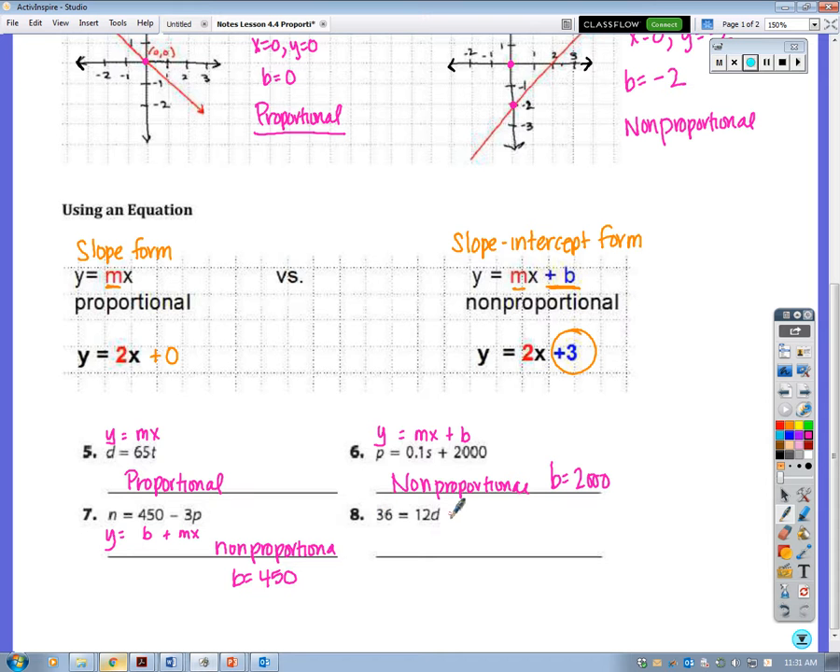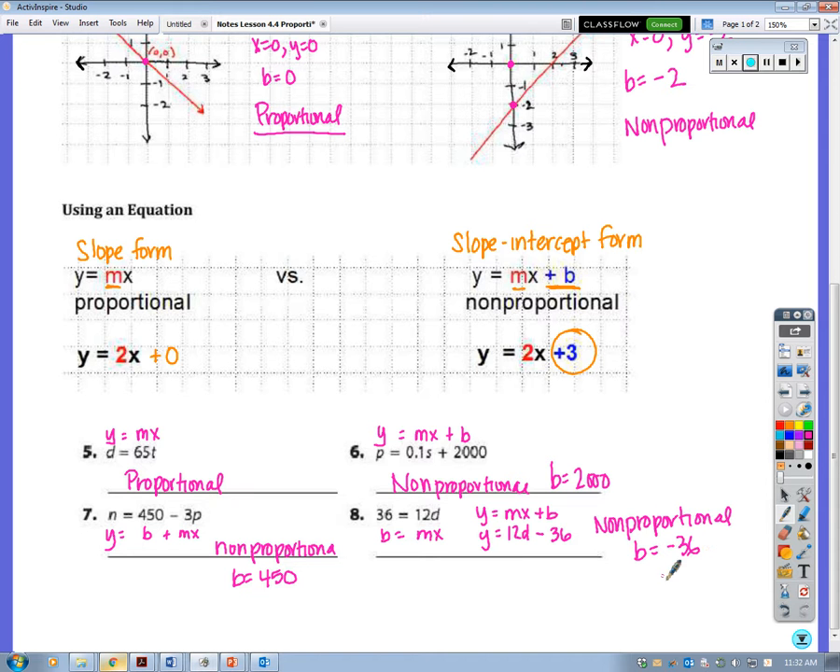And then we're going to look at this last one here, number 8. Now this one is tricky because there isn't a plus b here, but there is not a variable on this side of the equal sign. So this is actually saying, oops, sorry, this is b equals mx. So it doesn't have a y in there. It's flip-flopped those a little bit. So we would write this in y equals mx plus b form. What that would look like is y equals 12x, or d in this case, 12d, minus 36. And it would be minus because we moved it to the other side of the equal sign. So this is in y equals mx plus b form. It does have a b value, so this is also non-proportional. And b equals negative 36.